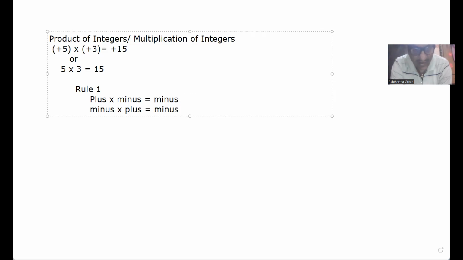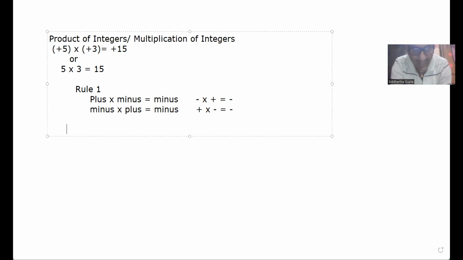That means minus multiplied with plus, the symbol is always minus. Similarly, when we multiply plus into minus, we always get the minus symbol. I think you get the point. This is rule number 1.